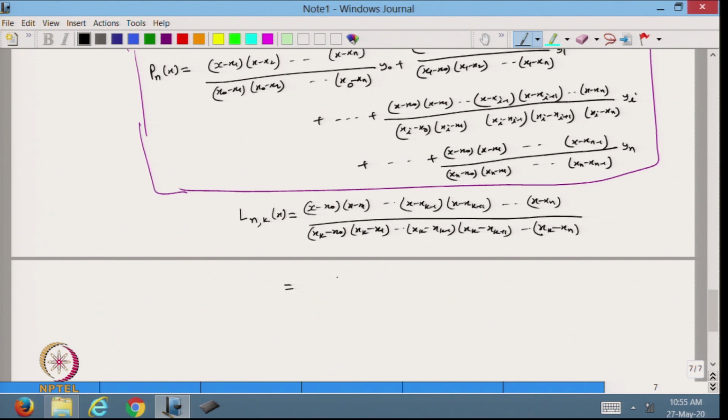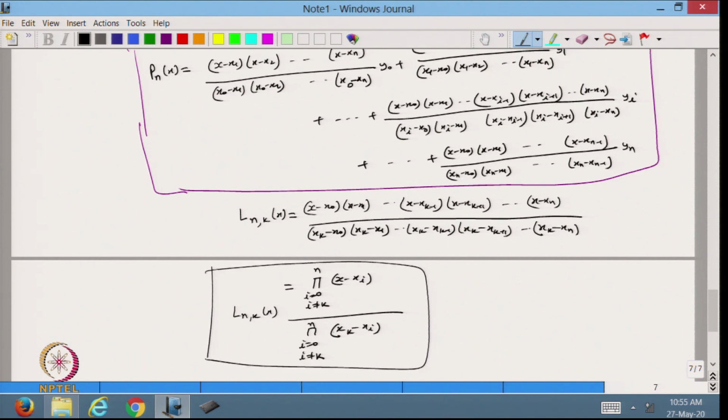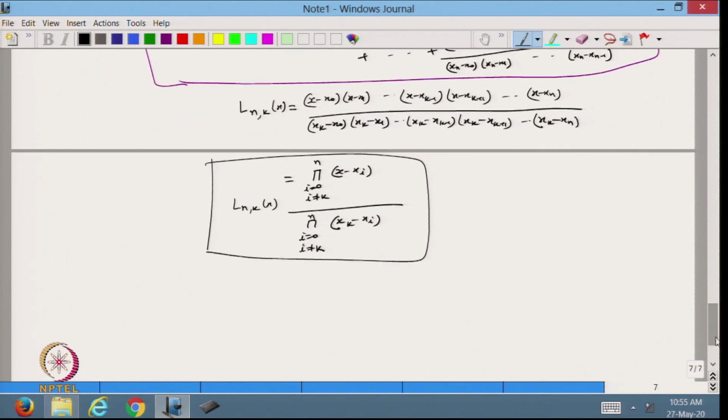in the form of, so I can write this as the product of (x − xi), where I am taking i from 0 to n and i is not equal to k, divided by the product of (xk − xi), from here I am getting i from 0 to n and i is not equal to k. So, this expression I can write directly for the Lagrange polynomial. So, this is the way we can define the fundamental Lagrange interpolating polynomial.